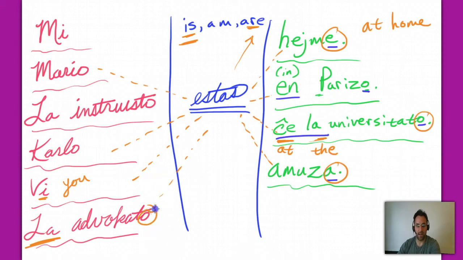Now I could say la advokatoj and make it plural. And then we could say the advocates are. So when we say estas, it would become are. But as it is singular, we'll say la advokato estas ĉe la universitato. Estas means is.